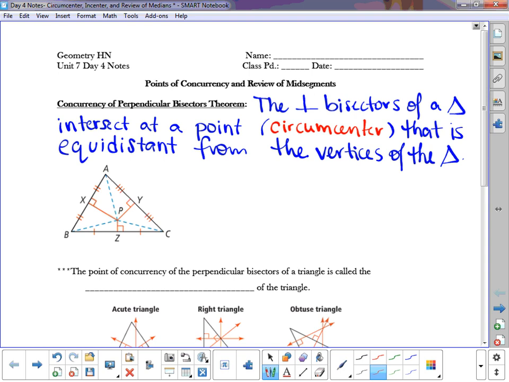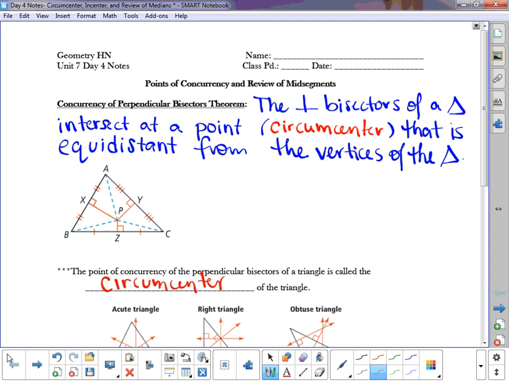Our vocab should say something about perpendicular bisectors meeting at one point. So the point of concurrency of the perpendicular bisectors of a triangle is called the circumcenter of the triangle. You need to know that vocab word, and you need to know that it corresponds with our perpendicular bisectors.